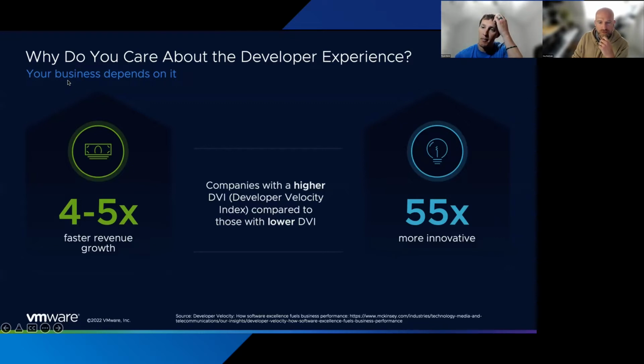So that's just some evidence that I've personally seen, but we also see a lot of studies. In this slide, we're talking about the McKinsey study that has shown a direct relationship between the developer velocity and the success of the company, right?